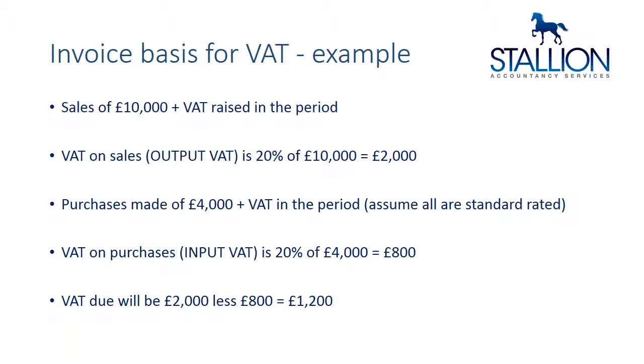By the same token, if you assume that you made purchases of £4,000 plus VAT in the period, assuming all the purchases are standard rated, the VAT on the purchases will be 20% of the 4,000, which is 800. So the VAT due will be the £2,000 output VAT less the £800 input VAT, which will give a VAT liability on the invoice basis of £1,200.